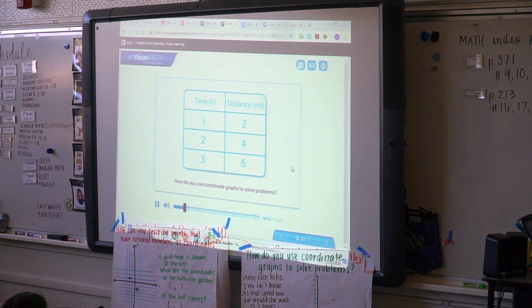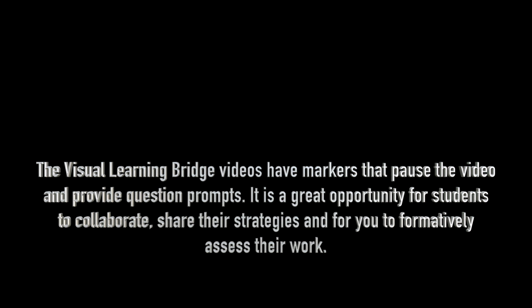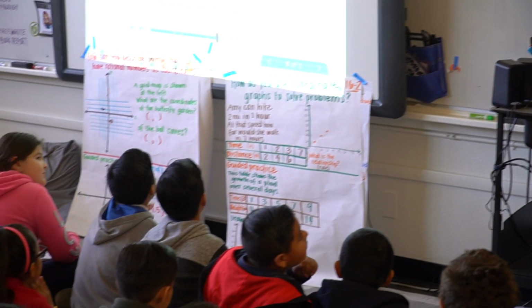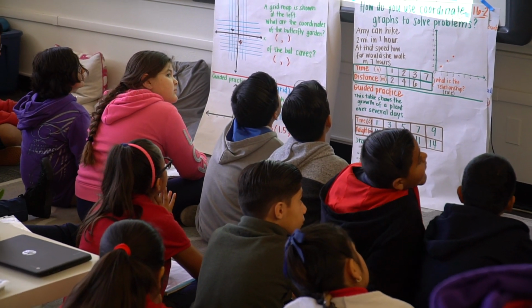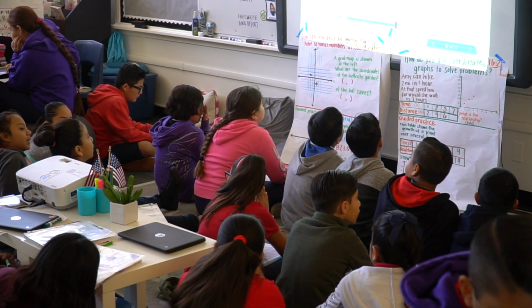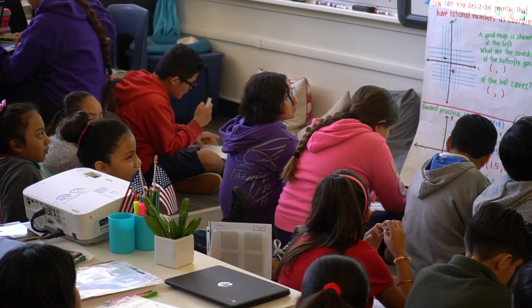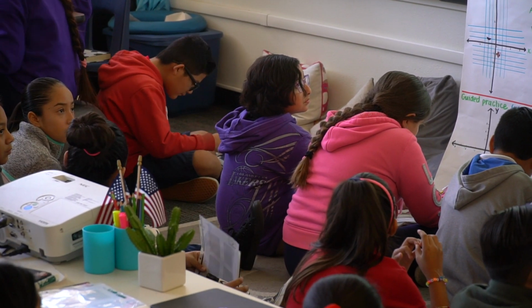How do you use coordinate graphs to solve problems? Amy can hike 2 miles in an hour. At that speed, how far would she walk in 7 hours? What is the pattern in the first column? They decided to count by 2s on the graph, which we haven't done before. But why do you think they decided to do that on this particular graph? Delilah? Because on the distance, it shows that you need to add 2. Okay, turn and tell your partner what Delilah just said about the distance.